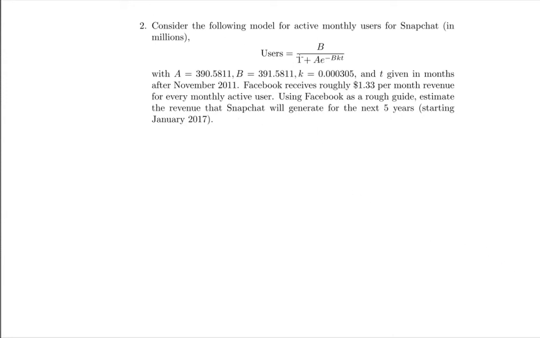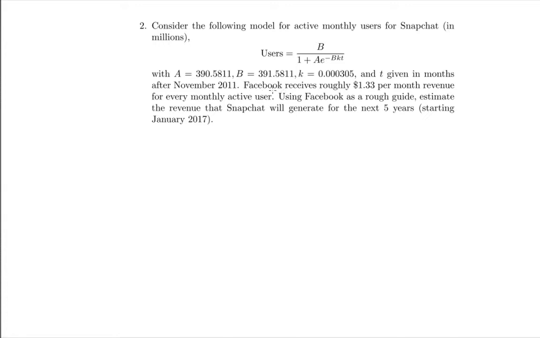Consider the following model for active monthly users of Snapchat given in millions. The number of users is equal to this function here, which is the logistic function, where we're given the parameters A, B, and K, and T is given in months after November 2011.